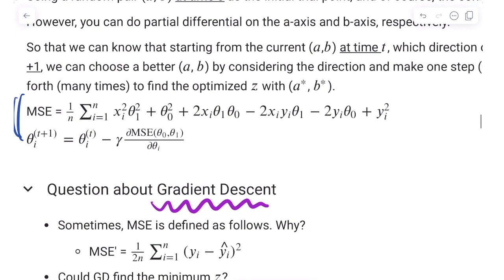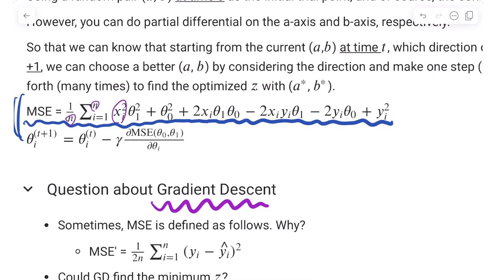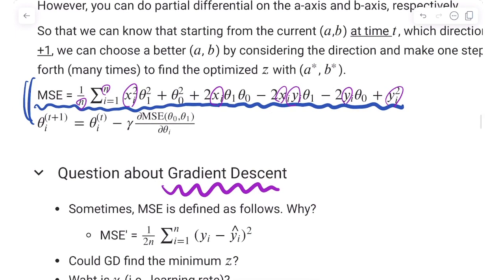Okay, that is the MSE function, right? So basically we already have all the n values and x values in our training data. So MSE is a function of theta 1 and theta 2. Okay, so that's it. For theta 0, for example, t equals 0.